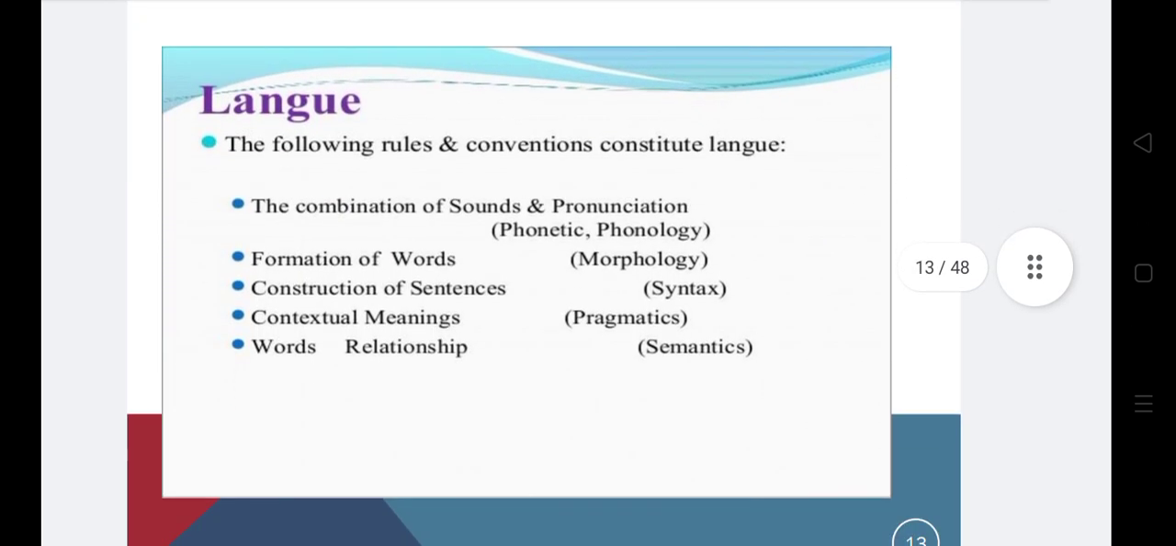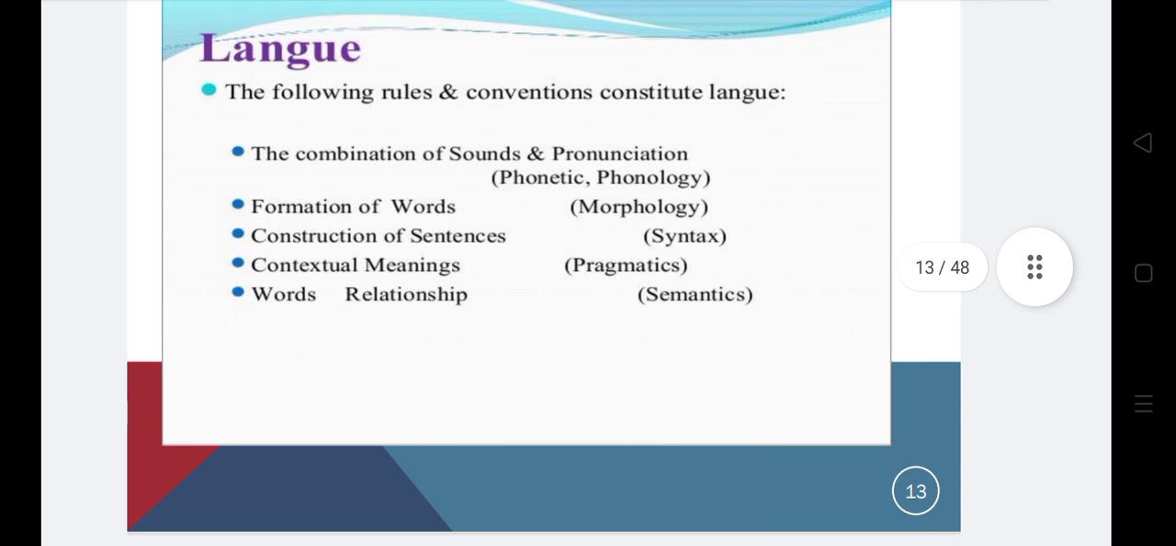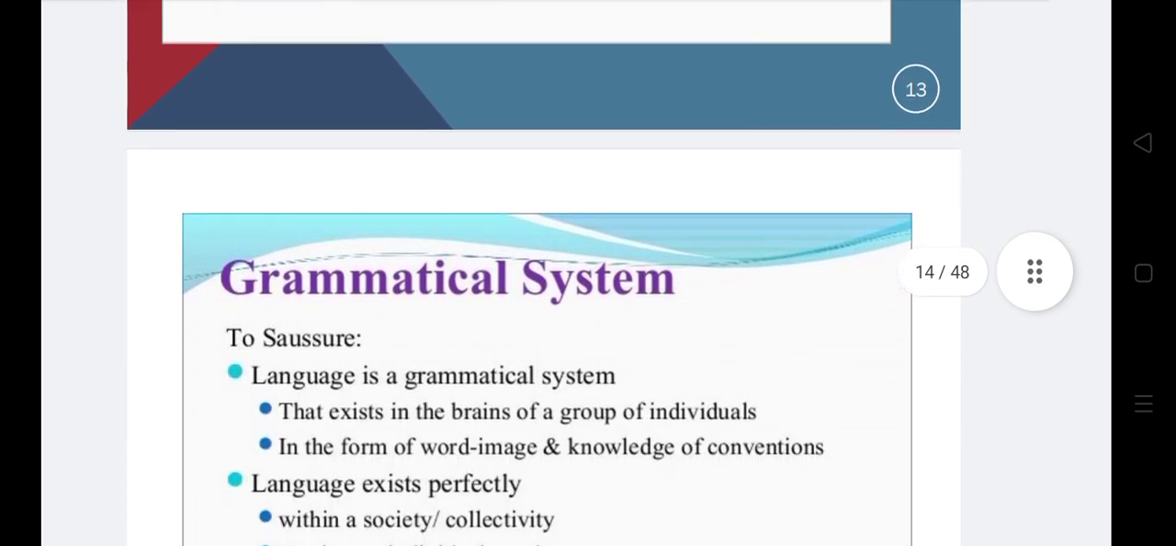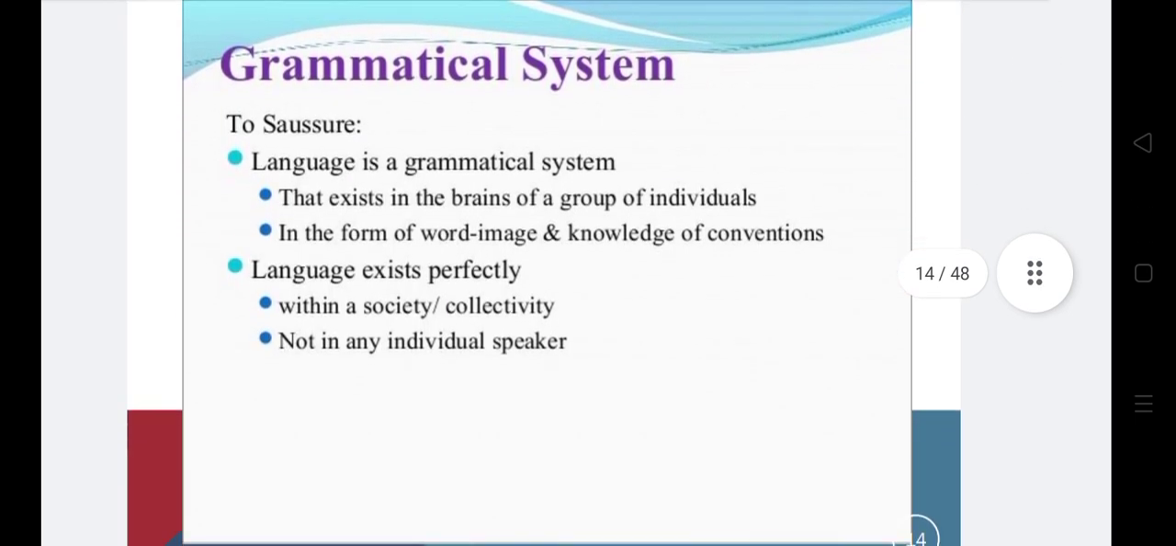So these are the rules and conventions that constitute langue: the combination of sound and pronunciation that deals with phonetics and phonology, formation of words, that is morphology, construction of sentences, syntax, contextual meaning, pragmatics, and word relationship or meaning, that is semantics. So these rules all come under langue. Now we'll see the grammatical system.